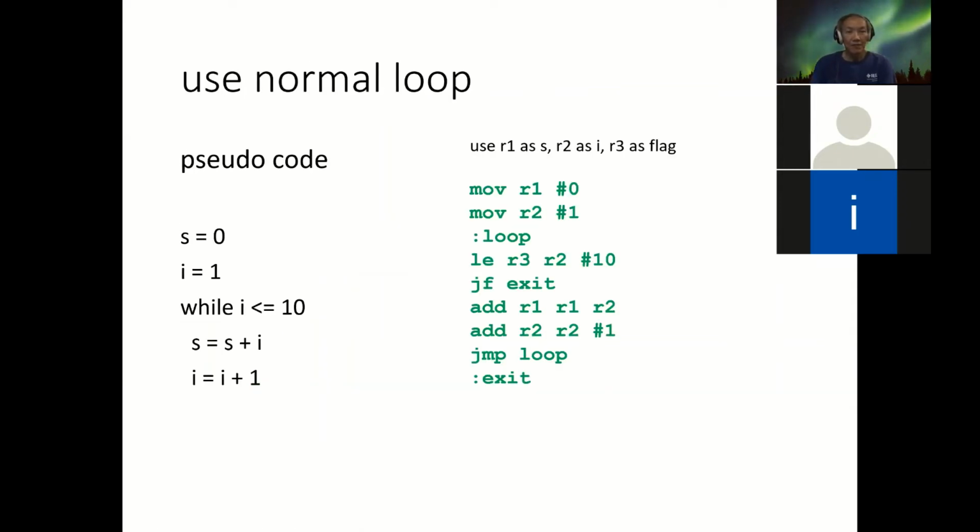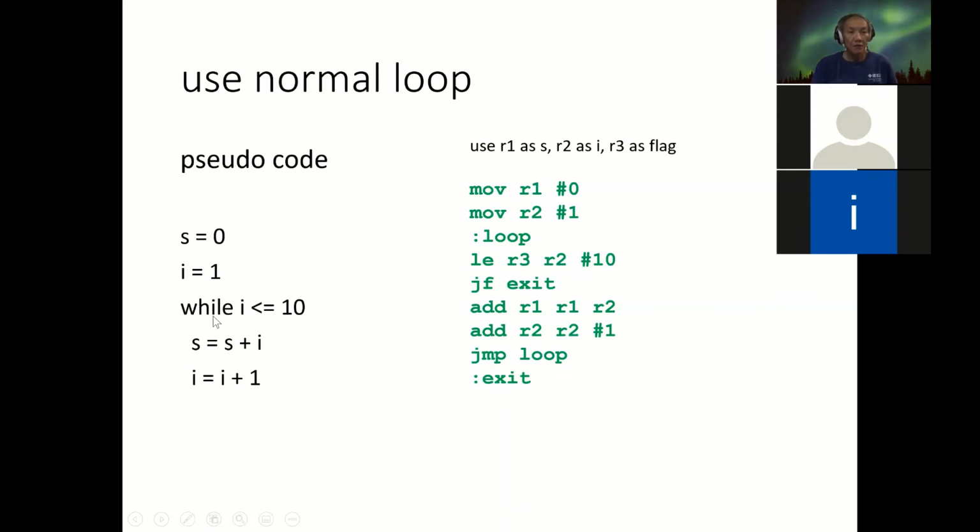So let's use the repeating instruction to shorten the program. We can write this kind of program as pseudocode. We use S to keep the result and use I to count the number of times that we repeat it. So we want to sum number 1 to number 10, then we repeat it 10 times.